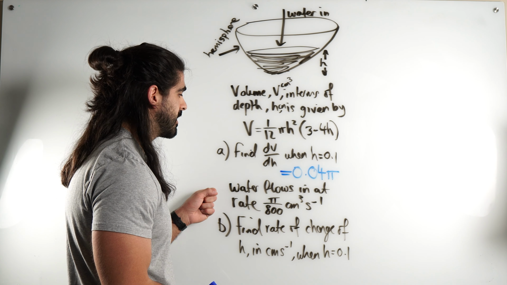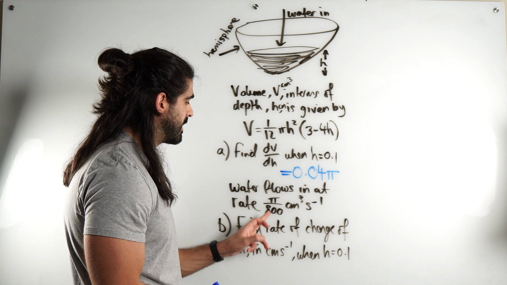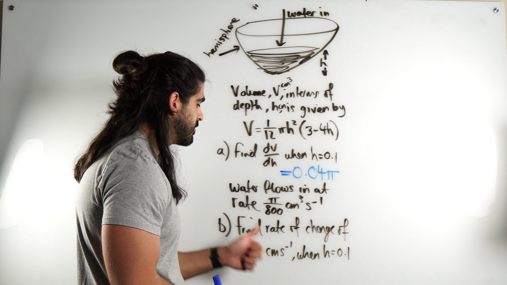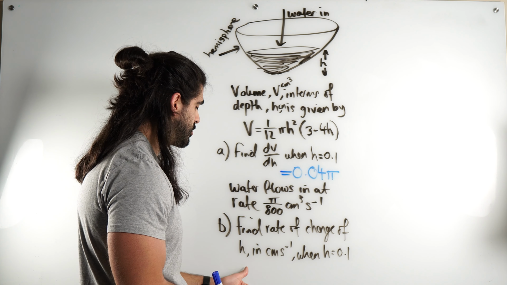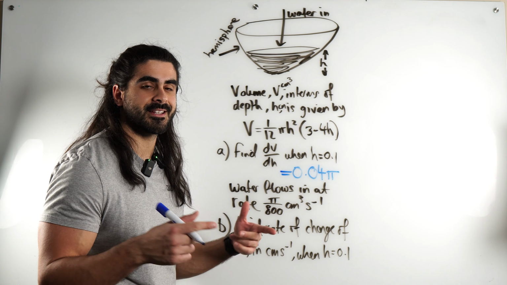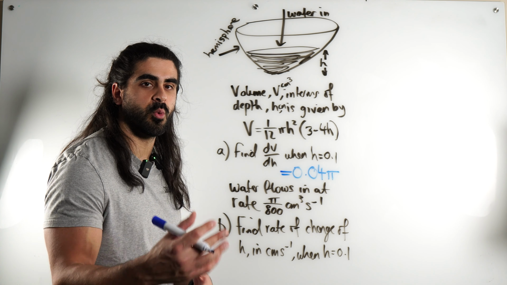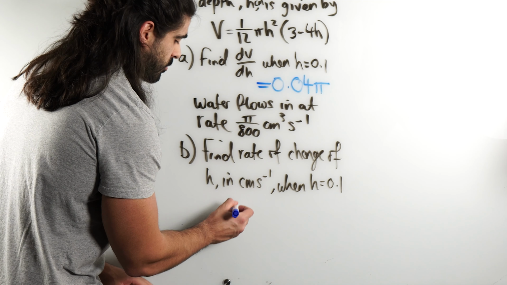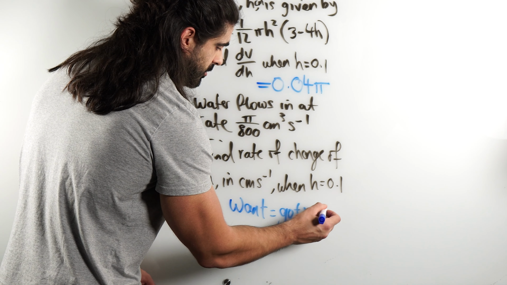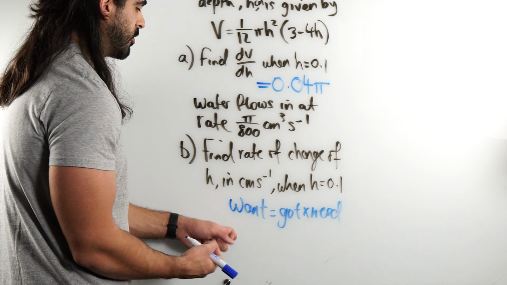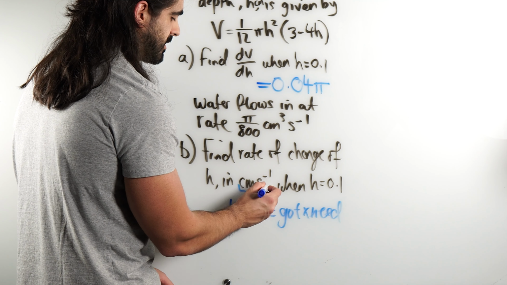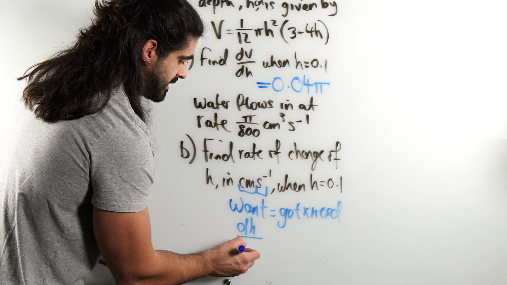Now we need part B. Part B says water flows in at a rate of pi over 800 centimeters cubed per second. Find the rate of change of h in centimeters per second when h is 0.1. Okay, this is a classic Wagwan formula. Want, got, need. So, it's what you want equals what you've got times what you need. So, what do we want? Find the rate of change of h. Look at the units: h, time. We want dh by dt.